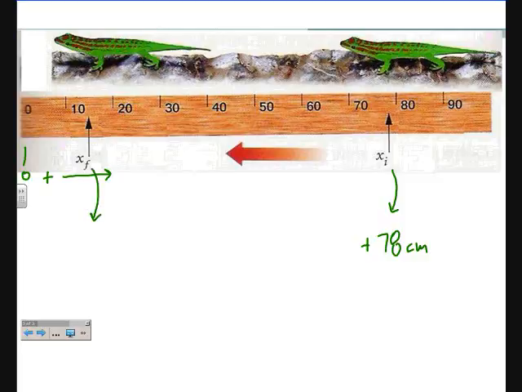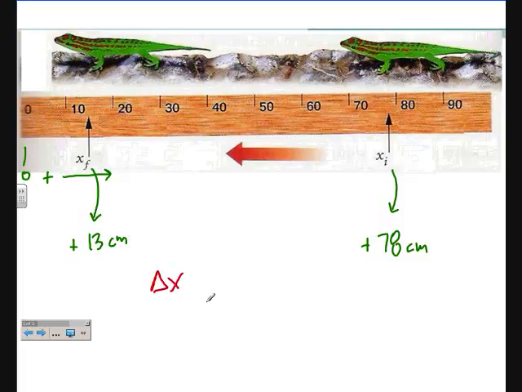Final position in this case, still on the positive side of the reference point, but now we're somewhere, I don't know, let's say 13 centimeters. Okay? So we're 13 centimeters away from the reference point on the positive side, so that's plus 13 centimeters.